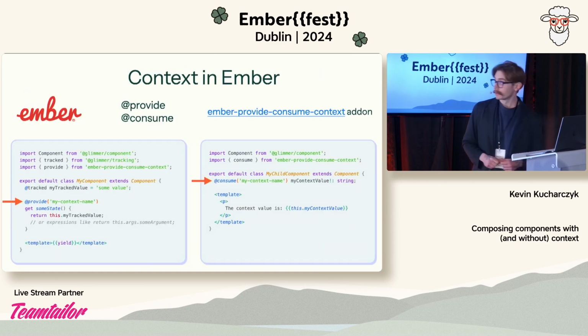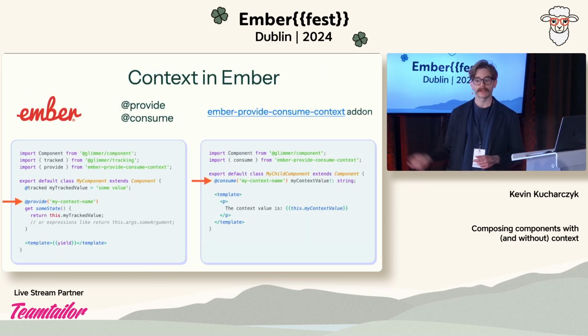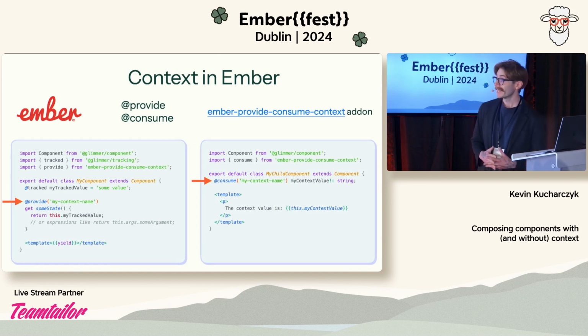But you don't have to wait for the RFC to land, because there is an add-on available now that allows you to use it today. It's got a very long name. It's called Ember Provide Consume Context, and that's because Ember Context was already taken, so I had to choose this.